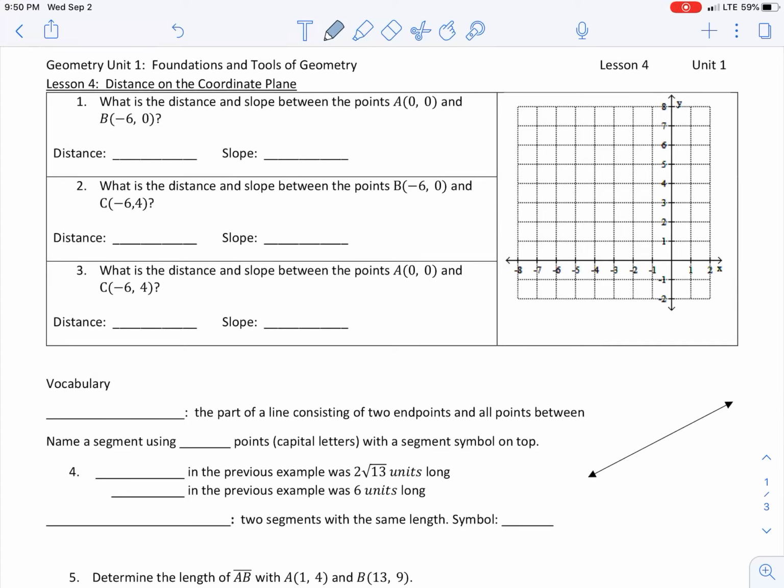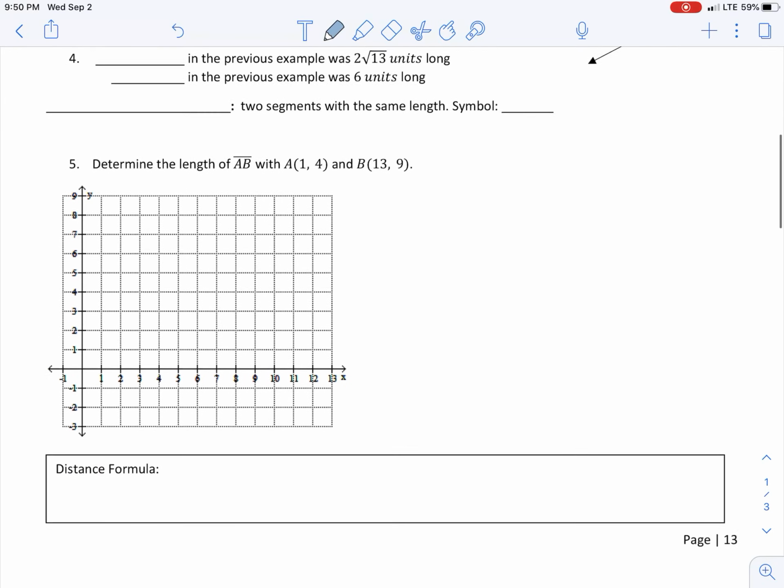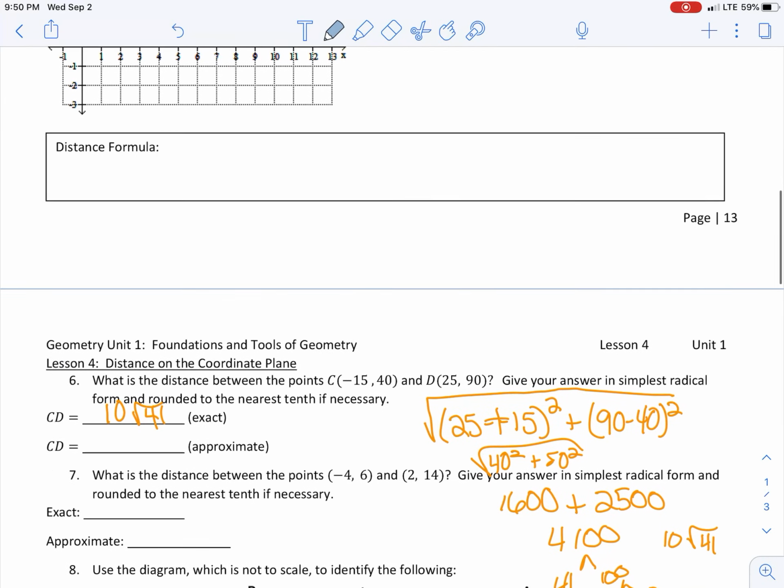Okay, so we are going to be starting lesson 4, distance on the coordinate plane. We're going to be talking about the distance formula and a bunch of other stuff.